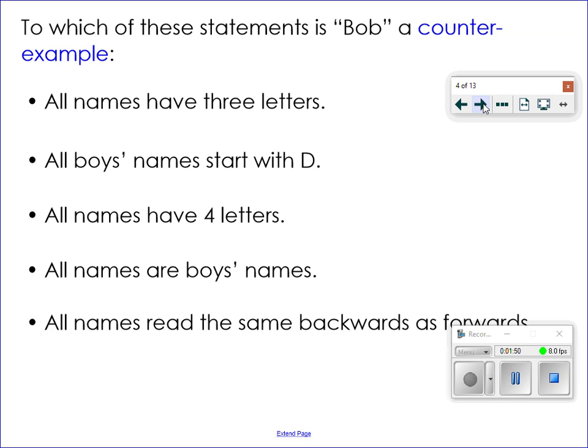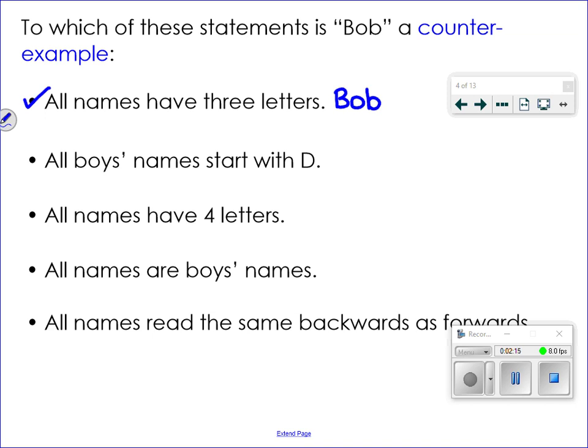Okay, here are 5 statements. We need to figure out which of these statements the name Bob would be a counterexample for. Okay, so the first statement says, all names have 3 letters. Well, Bob. This is an example that confirms this statement. It's a name that does have 3 letters. Okay, so not a counterexample.